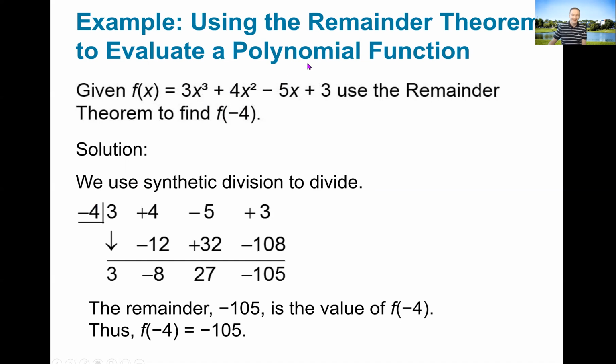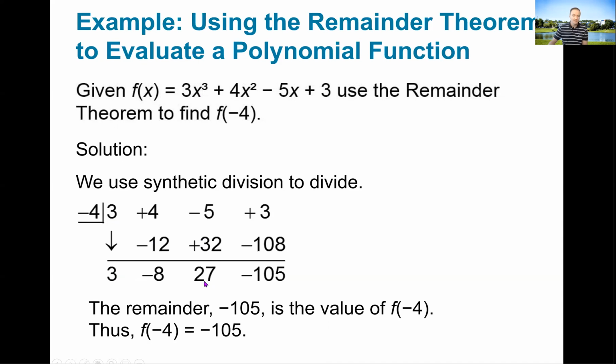You say, no problem. All I have to do is synthetically divide with negative 4 into a polynomial with coefficients of 3, 4, -5, and 3. I don't have to put any zeros in there because there was no power of x that was skipped in this problem. Okay, synthetic division says bring down the first term. -4 times 3 is -12. Sum the next column. 4 plus a -12 is -8. -4 times -8 is a positive 32. -5 plus 32 is 27.